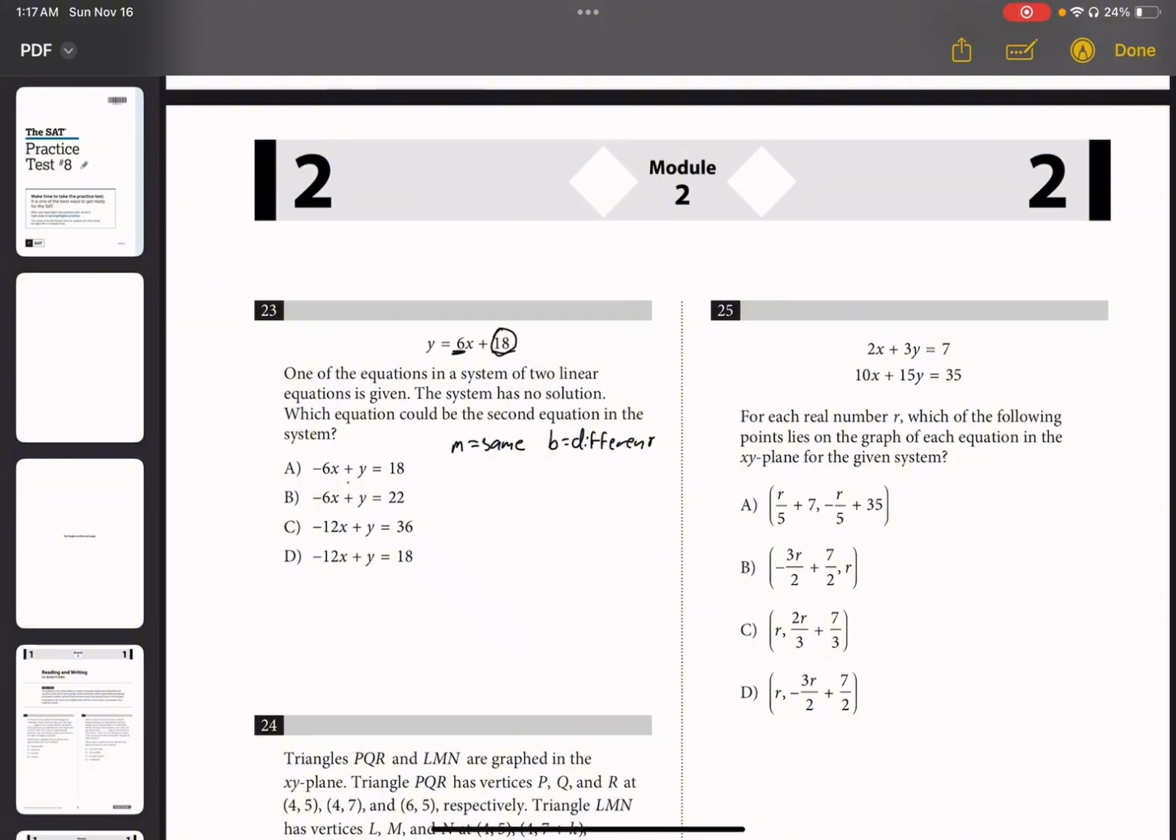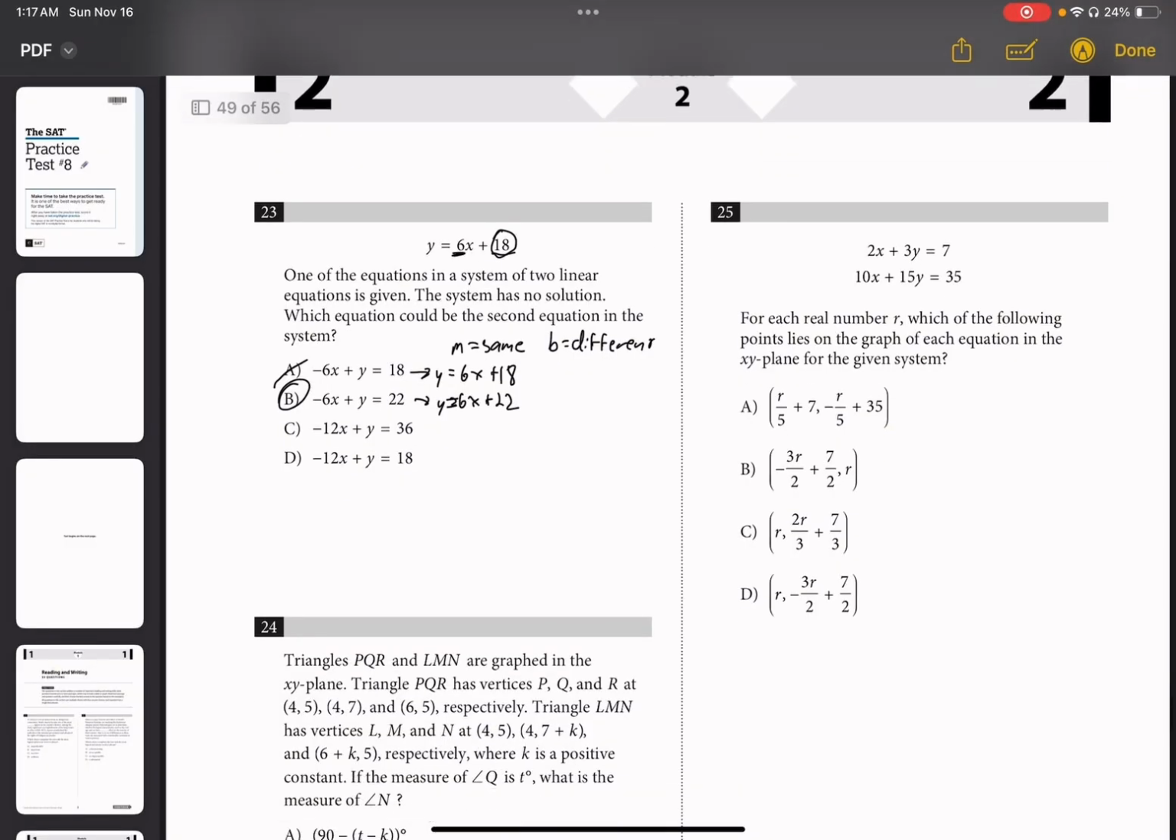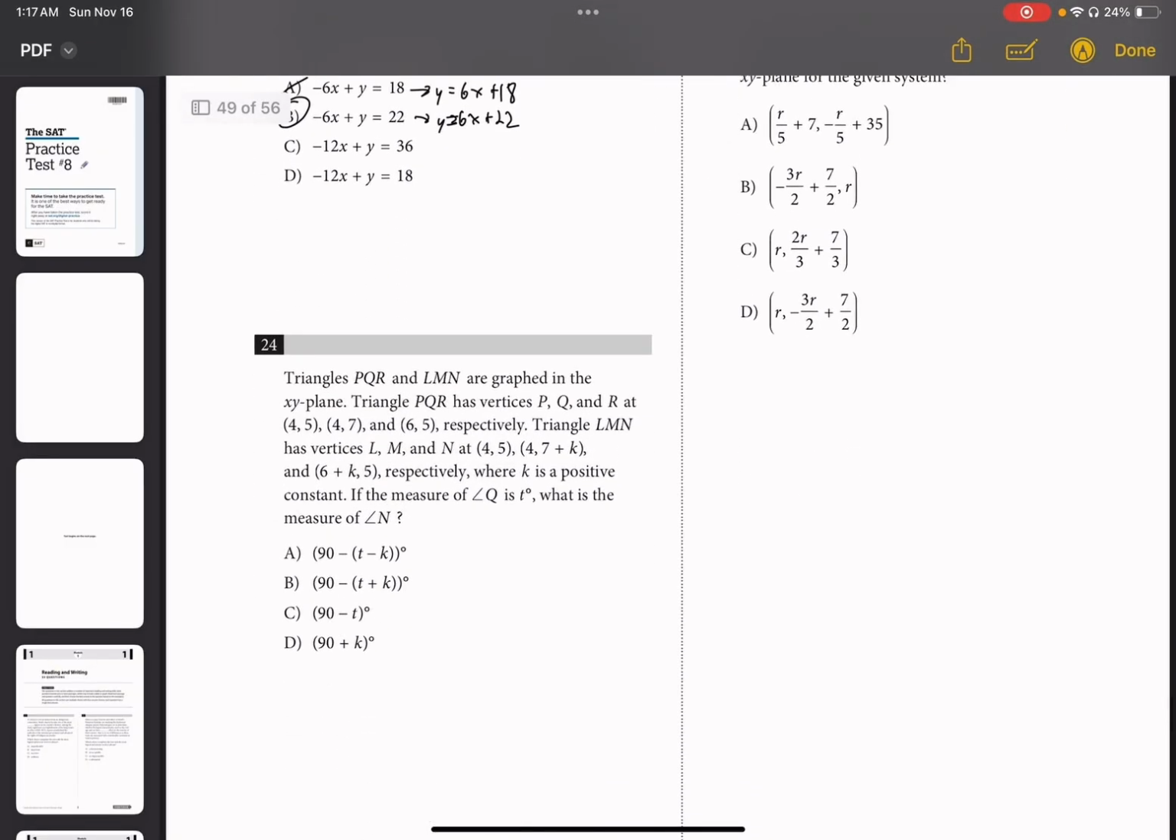Looking at our answer choices, these are all in standard form, so we're going to convert them to slope-intercept form. So y is equal to 6x plus 18. This is the exact same, so there would be infinite solutions. Same slope and same b. This is y is equal to 6x plus 22. And look, this is correct because we have a different y-intercept and the same slope. I'm going to leave it there because that's all we need for that problem.